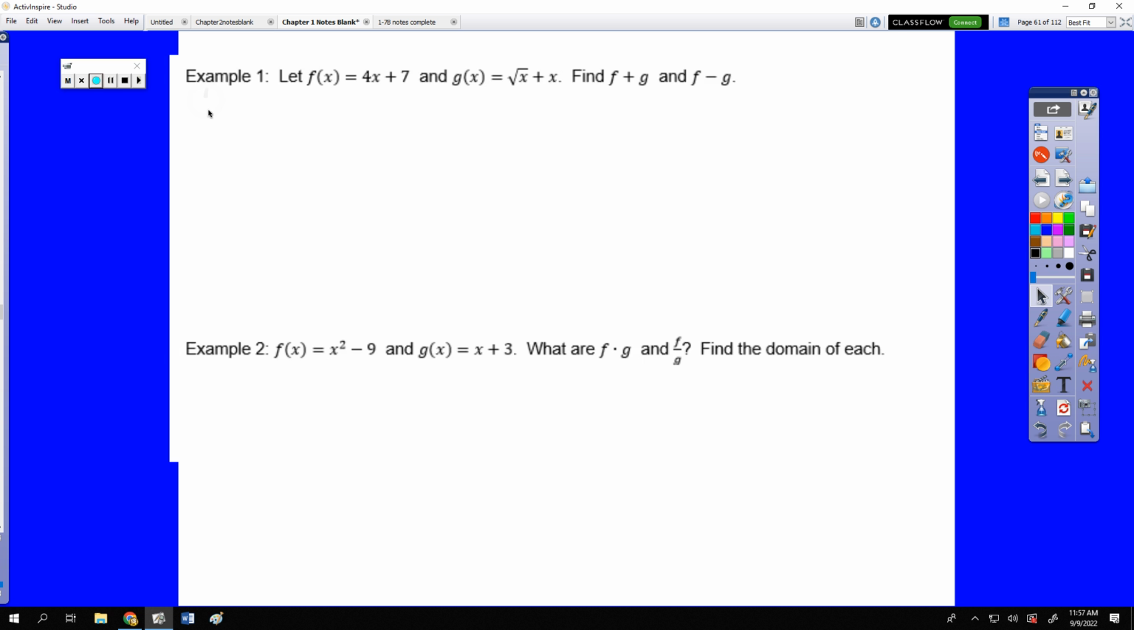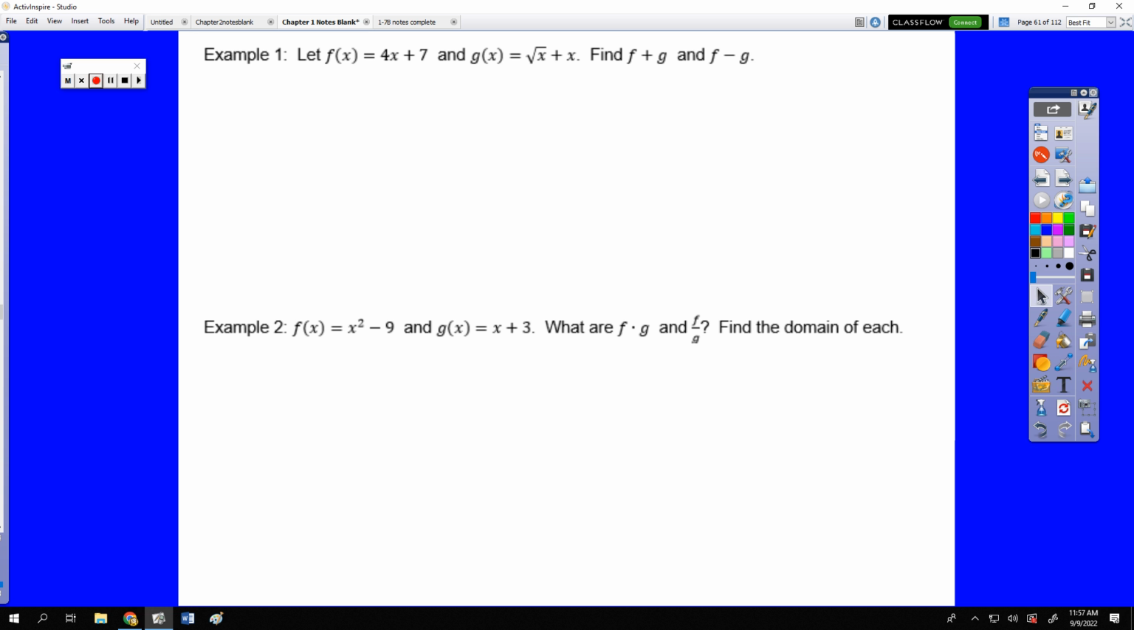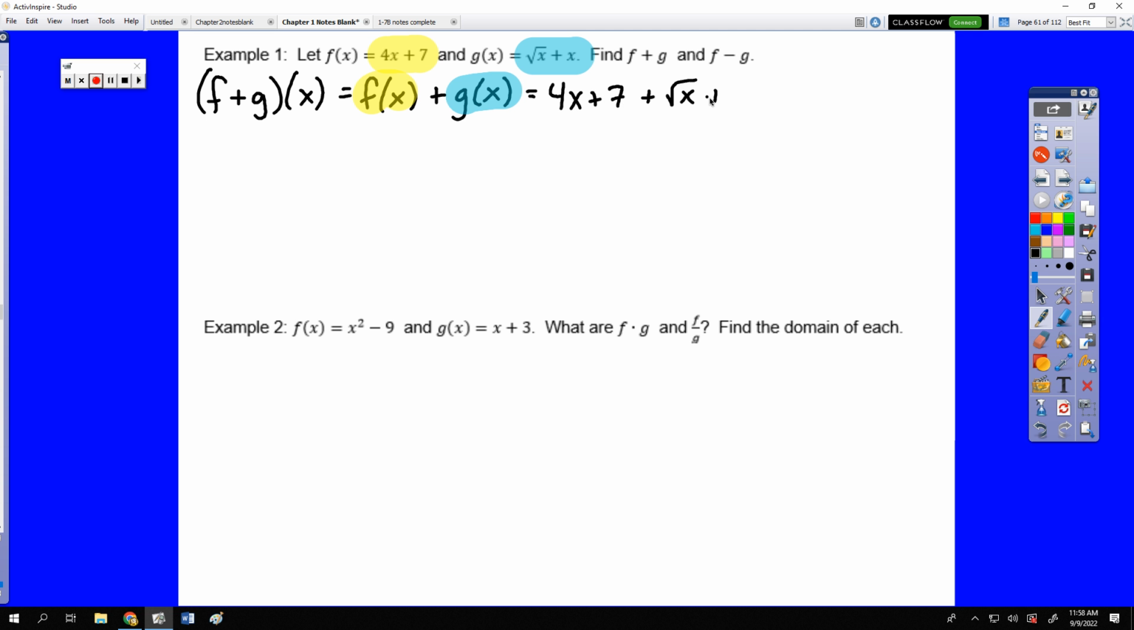Remember that when we see that notation, f plus g of x, that is saying we're going to take f of x and g of x and we're going to add them together. So that is as simple as us taking each of these functions and plugging them in the appropriate location. Okay? So these two expressions get plugged in here and we get 4x plus 7 plus the square root of x plus x. From there we look for anything we can simplify.